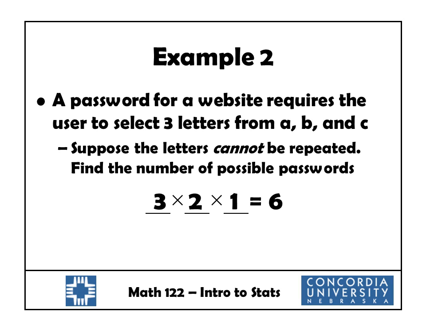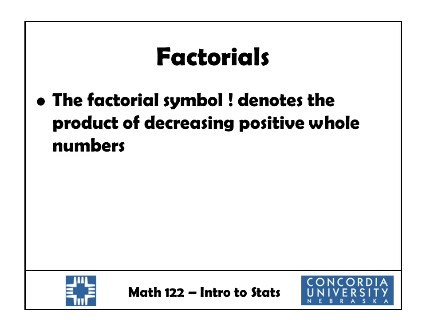Now arithmetic like this, where I take one number times the next smaller number times the next smaller number, comes up frequently in these counting problems, and so we give that type of arithmetic a special name. It's called a factorial. The factorial symbol, the exclamation point, denotes the product of decreasing positive whole numbers. So as an example, 4 factorial is equal to 4 times 3 times 2 times 1, which is 24.